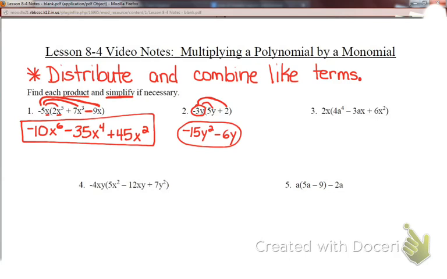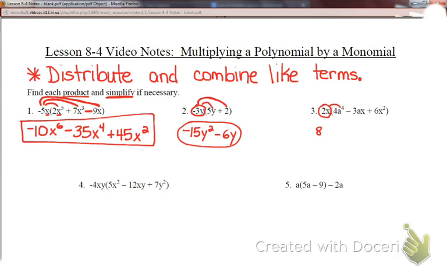Example number 3. Getting a little bit more complicated here with two different variables. We still are going to distribute whatever is in front of the parentheses, which is a 2x, times each item inside the parentheses. So here we go with the first one. 2x times 4a to the fourth. Well, 2 times 4 is 8. Got that.